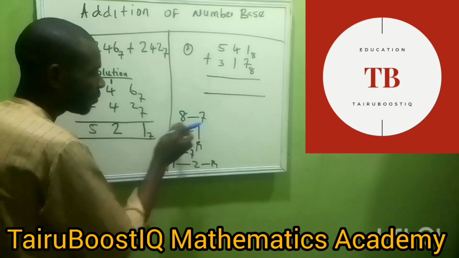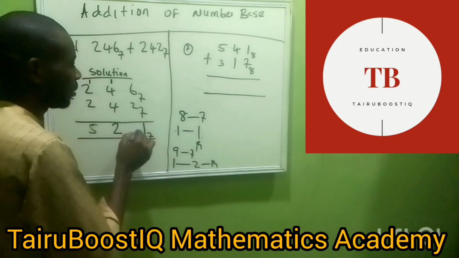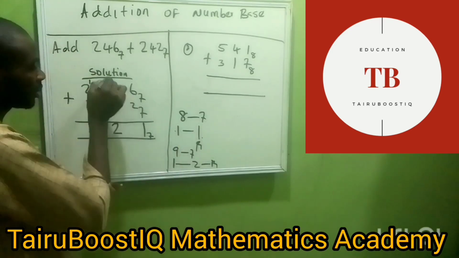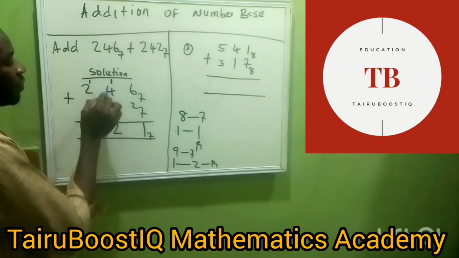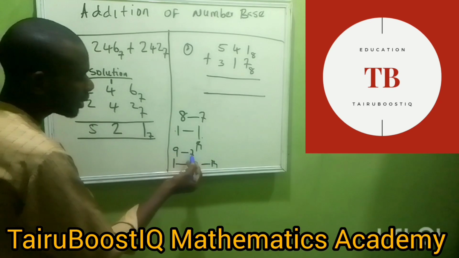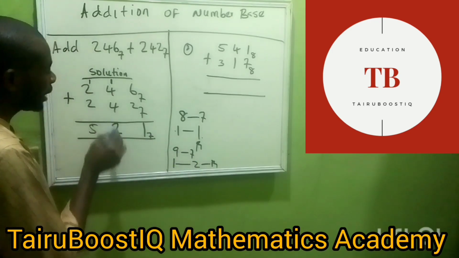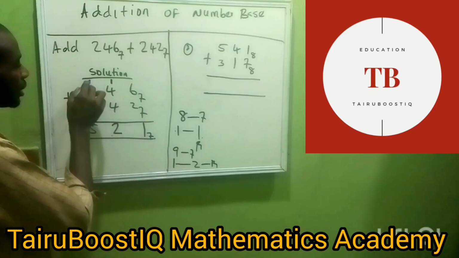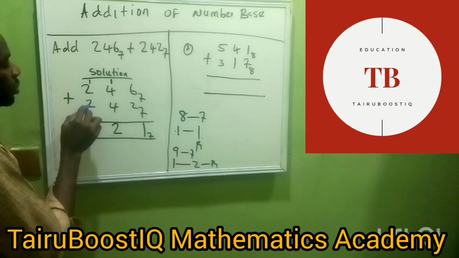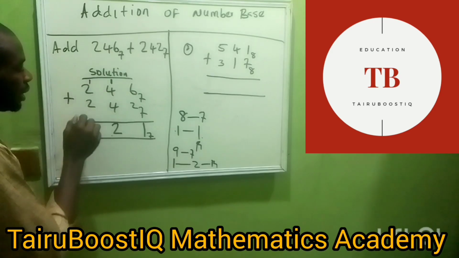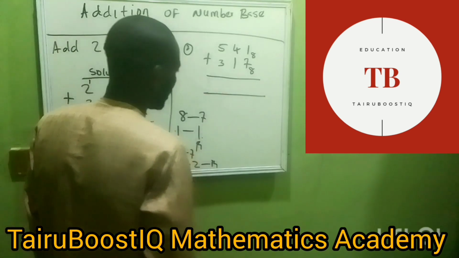How many times can 7 go into 8? 1 time, remainder 1, so we write the remainder. We take the number of times to the other side and add it to the second column. 1 plus 4 gives us 5, and 5 plus 4 is 9. So how many times can 7 go into 9? It will go 1 time, remainder 2, so we write the 2. Take the number of times to the other side and add it to the other number. 1 plus 2 equals 3, and 3 plus 2 is equal to 5. So when we add, the answer is 521 in base 7.